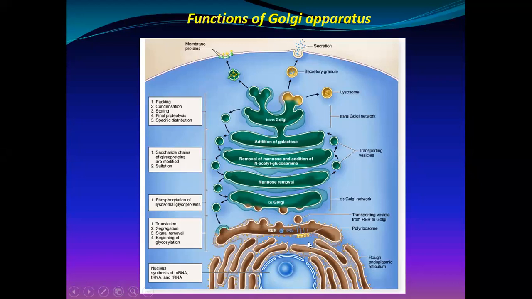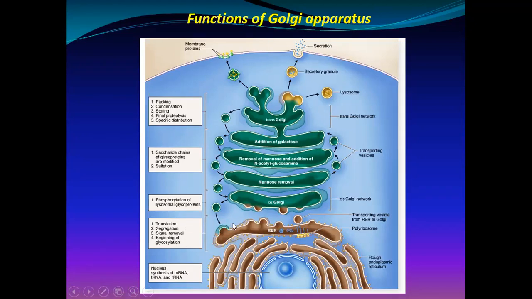Several ribosomes attached together to the mRNA is what you call a polyribosome. The nucleus synthesizes the mRNA, and then tRNA and rRNA. Here the protein is synthesized, in what you call the rough endoplasmic reticulum. Then a vesicle buds out, packing this protein and carrying it to the Golgi. So you can see translation, secretion, signal removal, and the beginning of glycosylation.